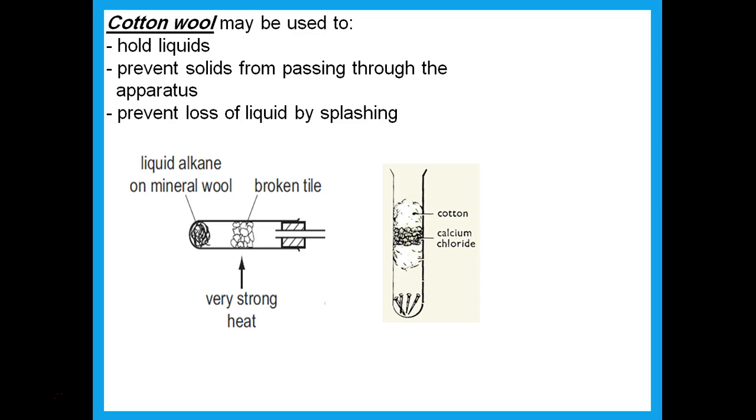A third use of the cotton wool is to prevent loss of liquid by splashing. So for example, I have a flask on top of a balance, and this flask has something that is giving out bubbles of gas. If I just leave it open, then the bubbles or the liquid will splash while the bubbles are coming out. So the function of the cotton wool in this case is to prevent loss of liquid by splashing.